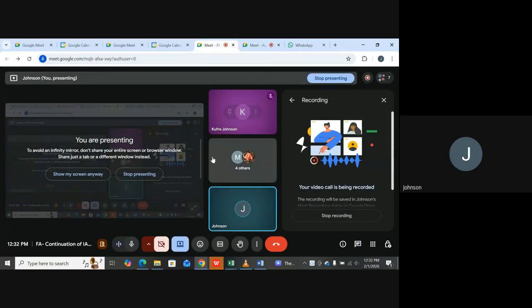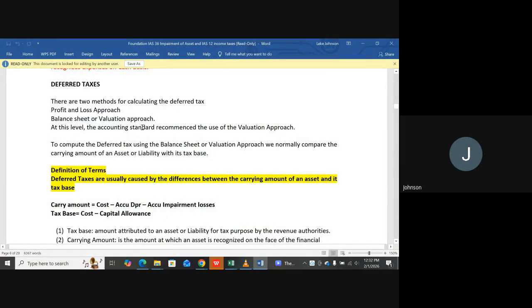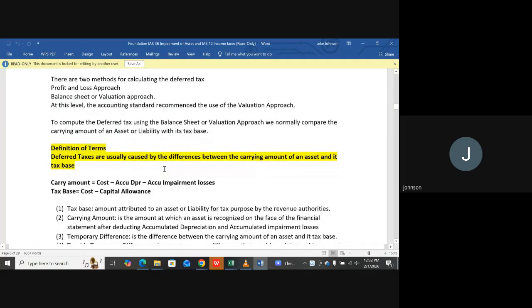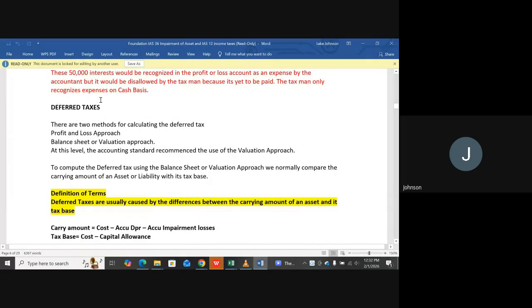So look at that. Let's now go straight to what we need to do. So we've looked at that. We needed to look at what deferred taxes are. We know that when you get a difference between your carrying amount and your tax base, that difference is multiplied by the tax rate. When you multiply by the tax rate, you will get what we call the deferred tax. So there are two different deferred taxes that we have. We have deferred tax liability. We have a deferred tax asset.